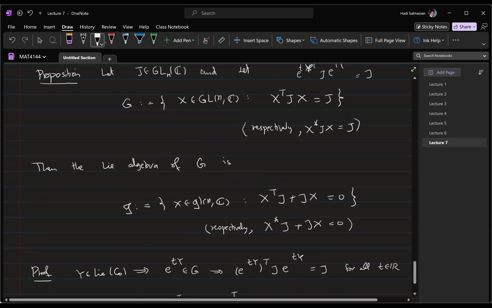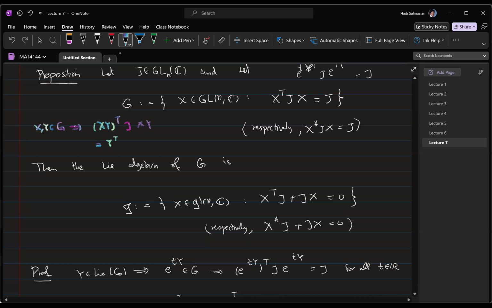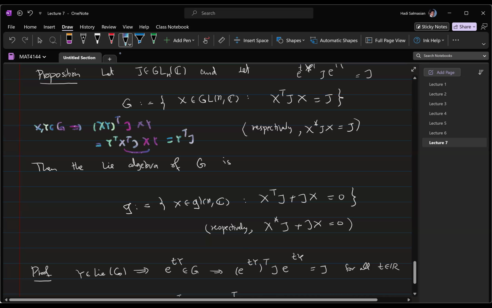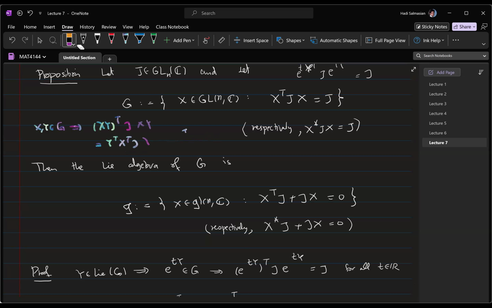So if x and y are in G, let's do this calculation. If x and y are in G, then the product xy is in G, and you write (xy) transpose J xy as y transpose x transpose J xy. Here in the middle, you get J, so you get y transpose J y, which is J. So we got a group. So it should pass through the Lie algebra. So this subspace should be closed under the usual Lie bracket, xy minus yx.